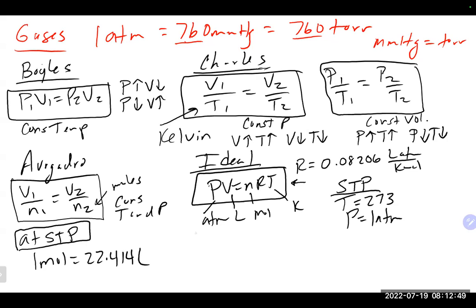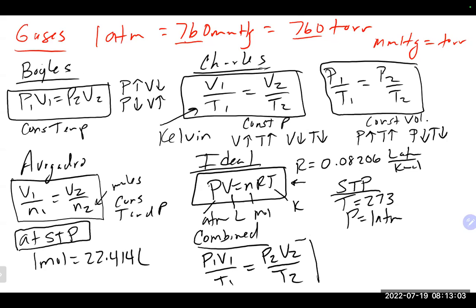We finished up with one last, good because I'm running out of room on this page. We have the combined gas law, which is P1 V1 over T1 equals P2 V2 over T2. This is obviously changes in pressure, volume, and temperature. Once again, temperature does need to be in Kelvin. Any questions on that there?